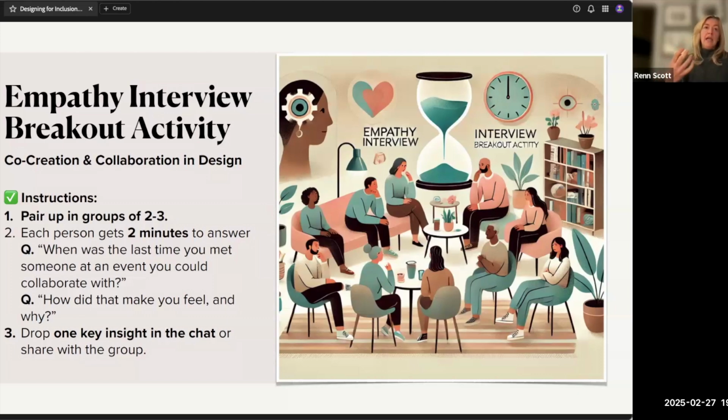In this case, we of course are at this event online, but when you now reflect and have a chance to chat with 2 new people that you have not met before, likely in a breakout room, you're going to ask them, when was the last time that you met someone at an event that you could collaborate with? And how did that make you feel and why? Each person will have 2 minutes. You'll have a chance to discuss. I'll ask someone within each of the groups to use a timer so that not one person takes up the whole time. Is that clear?